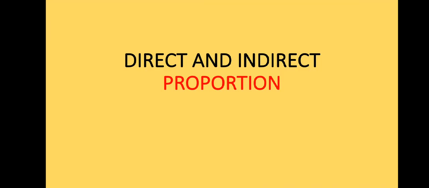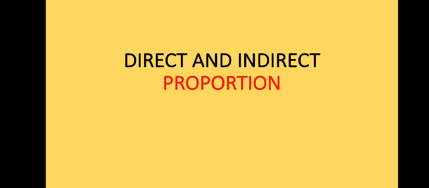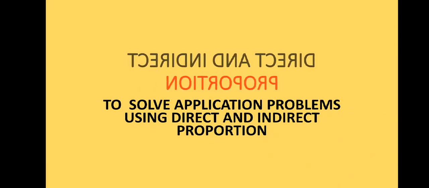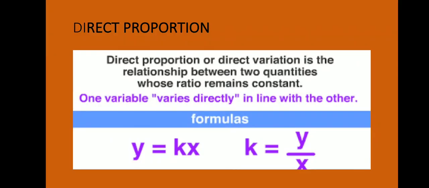We are going to learn about direct and indirect proportion. In this video, we will learn the definition of direct and indirect proportion, and solve application problems using direct and indirect proportion. Ratio: comparison of two quantities of the same kind. The product of the means is equal to the product of extremes.